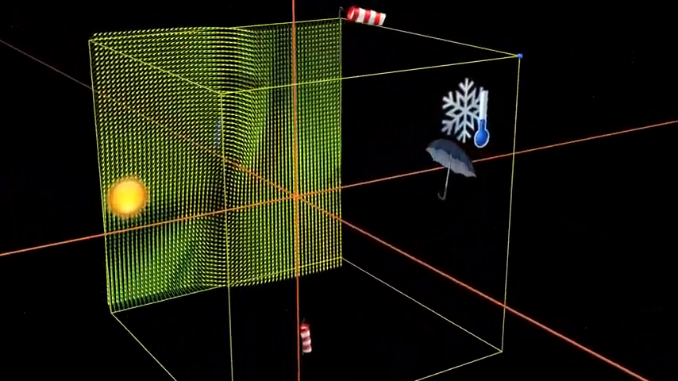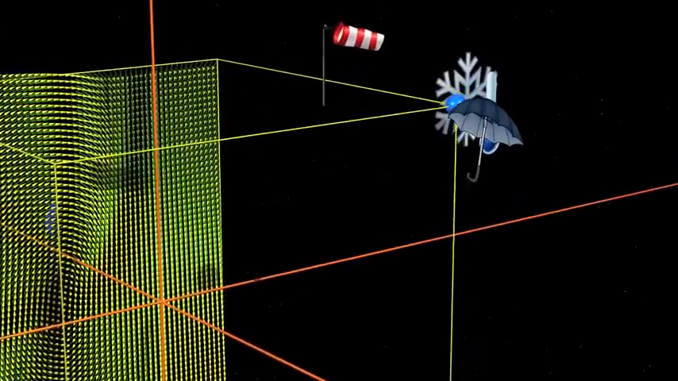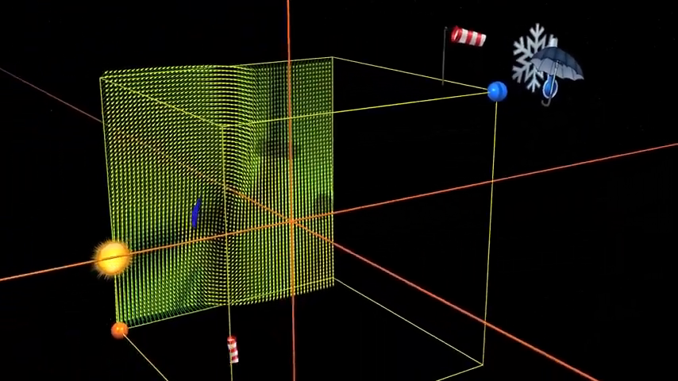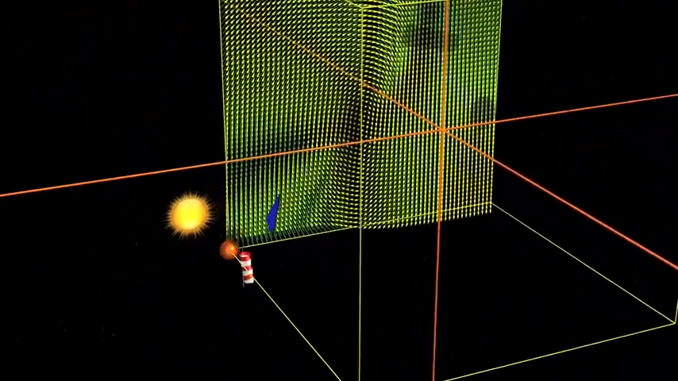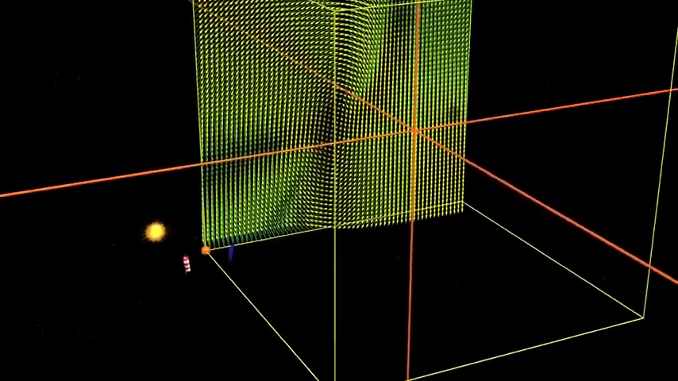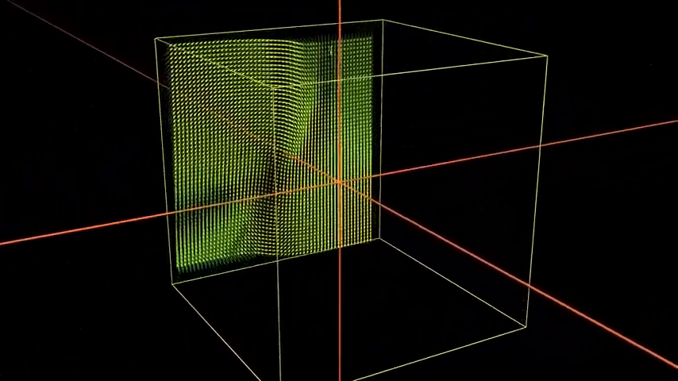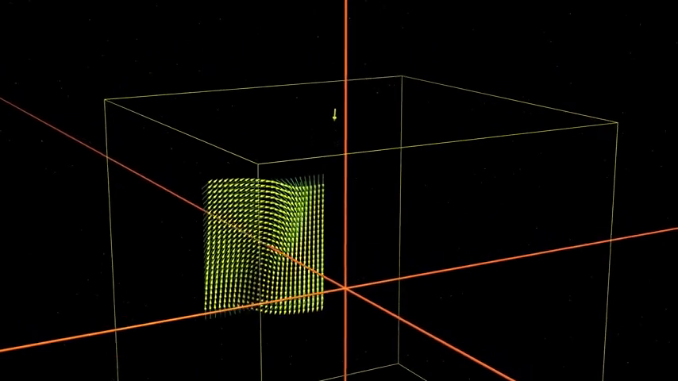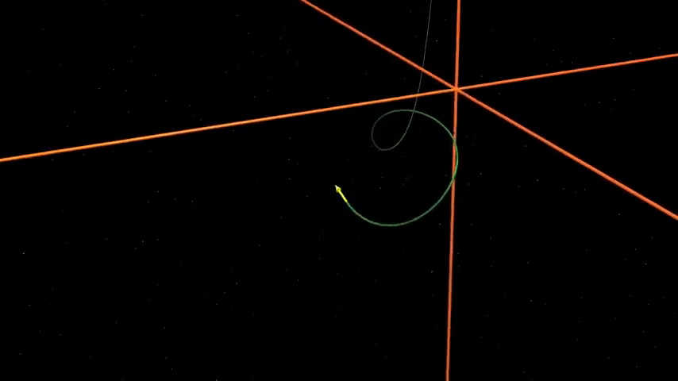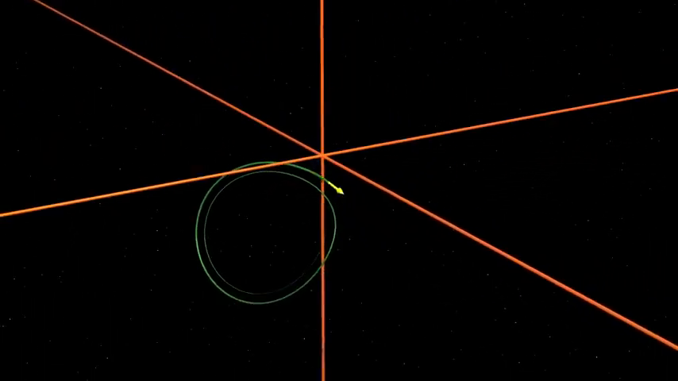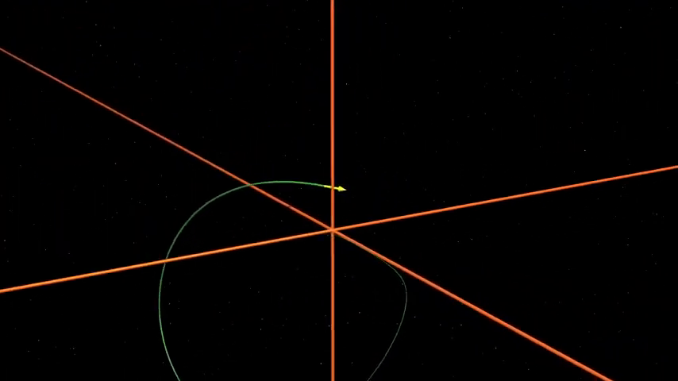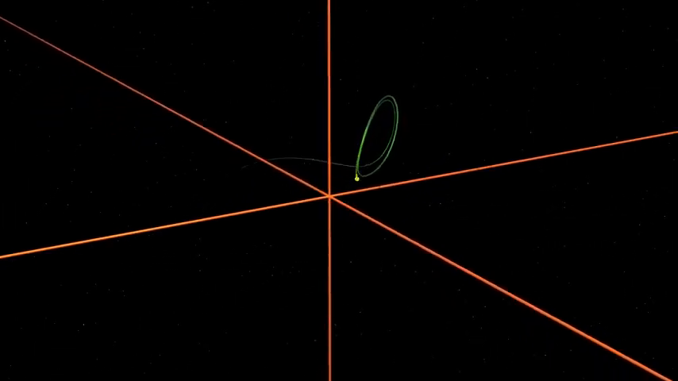Over here, it is cold, breezy, and rainy. Here, the opposite holds. When we follow a trajectory of the field, we are following the evolution of the weather. The weatherman just needs to solve a differential equation. This is what Lorenz saw when he studied his model.